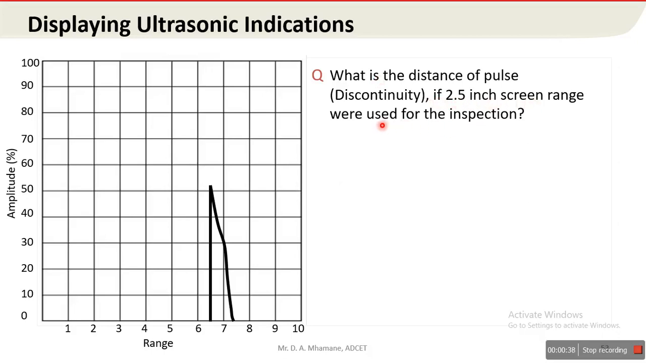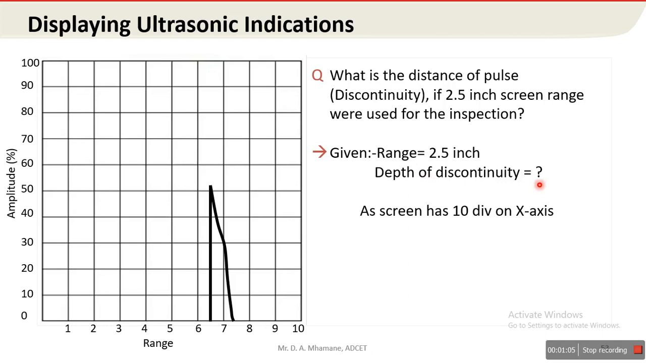So in this case, normal beam probe is used. So here, what is the distance of pulse? Means we need to find out this distance of discontinuity from the upper surface of component, and the range is given 2.5 inch. So here range is given and they ask depth of discontinuity. So same as screen has 10 division on x-axis, this 10 division equal to 2.5 inch because range is given as 2.5 inch.